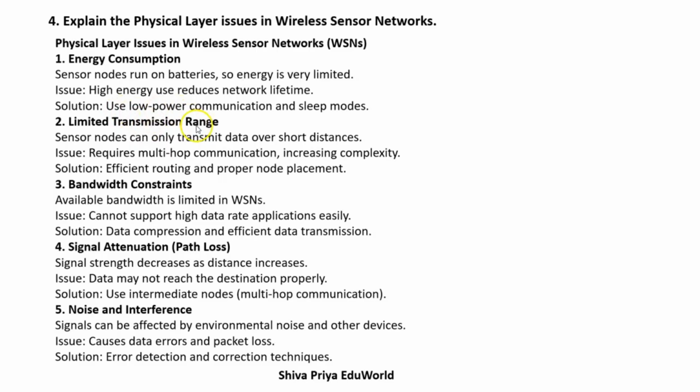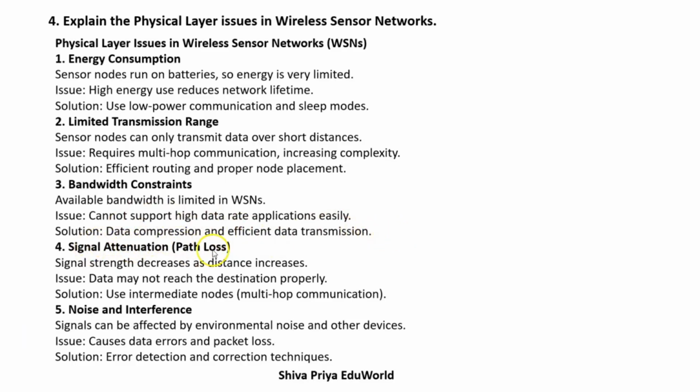Limited transmission range. Sensor nodes can only transmit data over short distances, and the issue is that it requires multi-hop communication and increases complexity. How to solve that? Efficient routing and proper node placement. And bandwidth constraints. Available bandwidth is limited in wireless sensor networks. The main issue is it cannot support high data rate applications easily. To solve this, use data compression and efficient data transmission techniques.